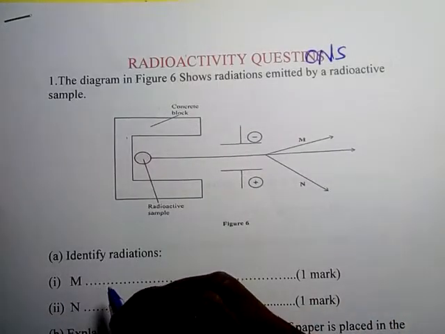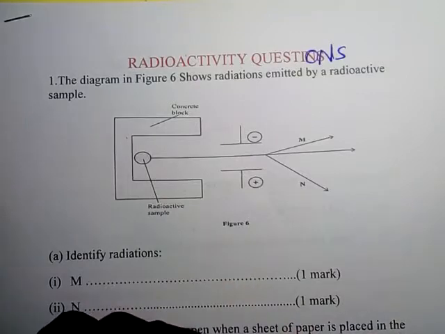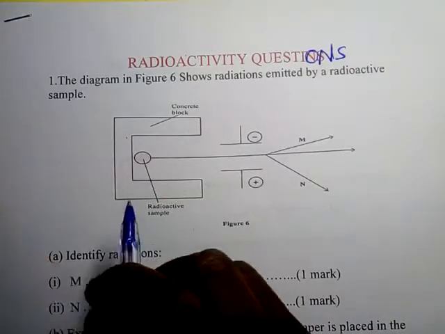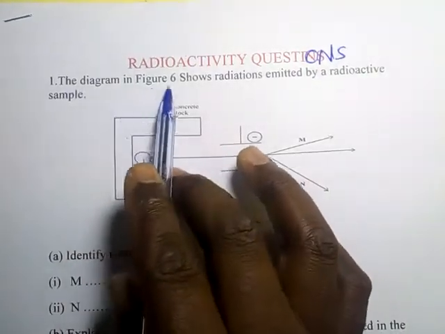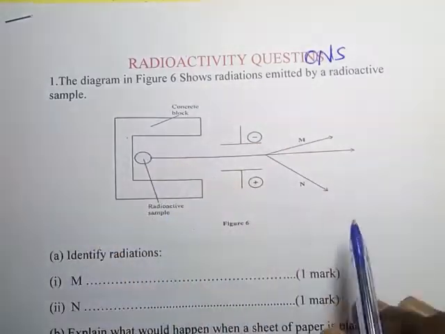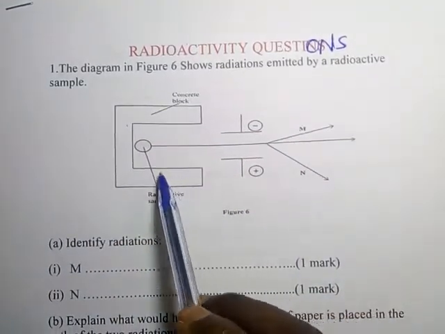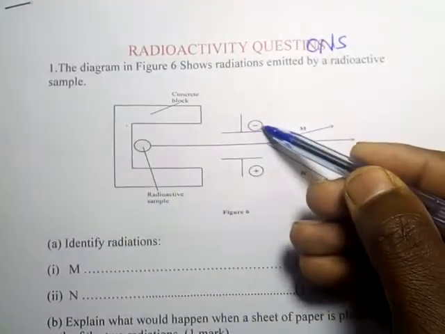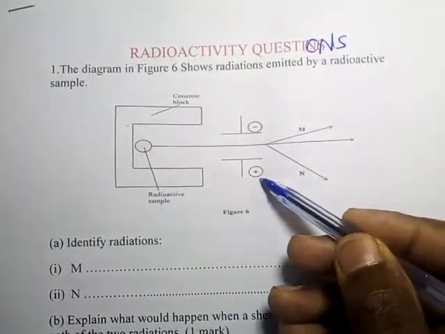Let us look at these questions of radioactivity and see how we are supposed to respond to them. The diagram in figure 6 shows radiation emitted by a radioactive sample. This is the radioactive sample, this is the negative and this is the positive.